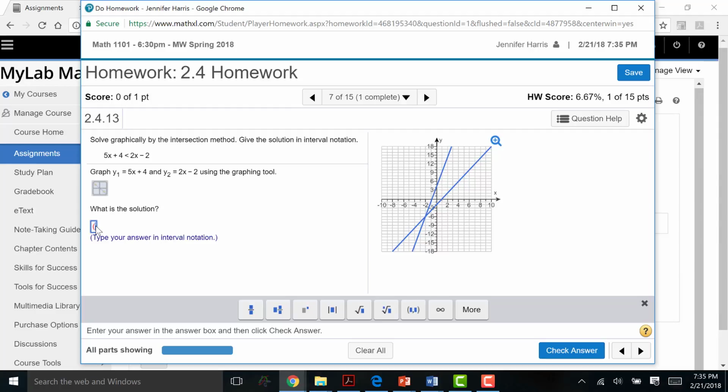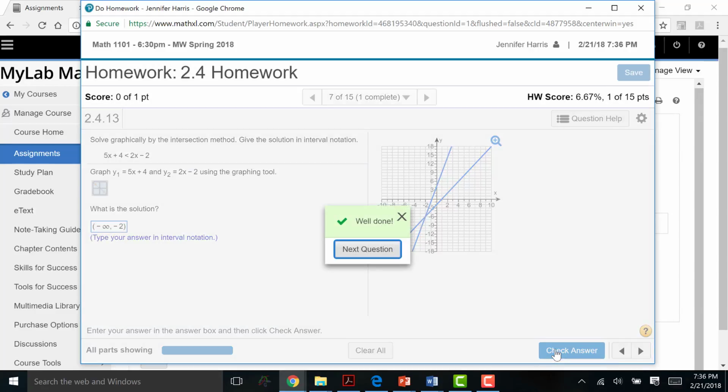What numbers can you plug in for x that's going to make the first part, 5x plus 4, less than the 2x minus 2? The only numbers you can plug in that's going to make that a true statement is all the numbers less than -2. So let me see, what was I putting in here? Negative infinity symbol, comma, -2. Bracket or parentheses? You said parentheses. All righty, done with that one.